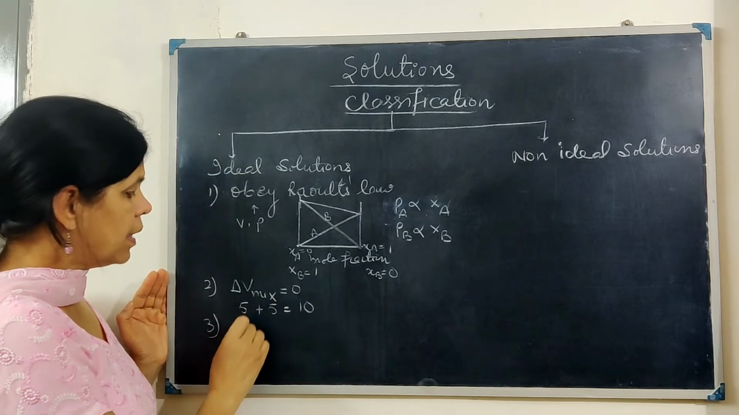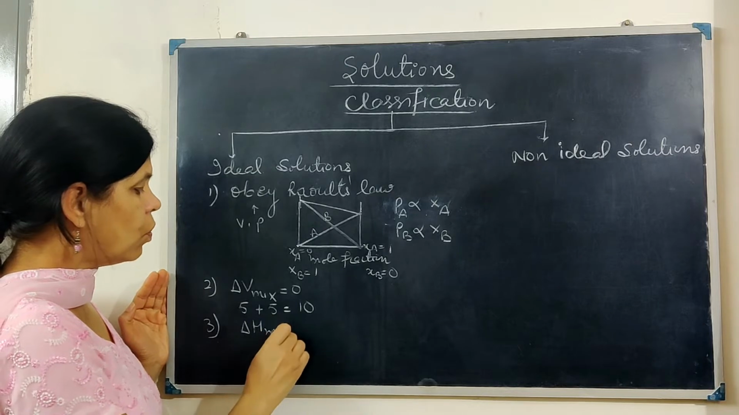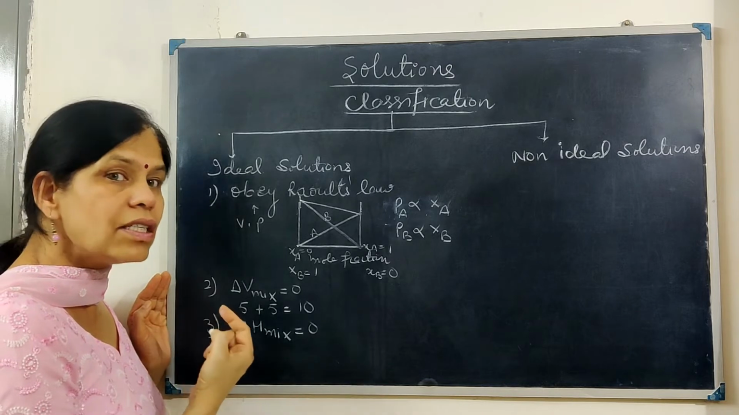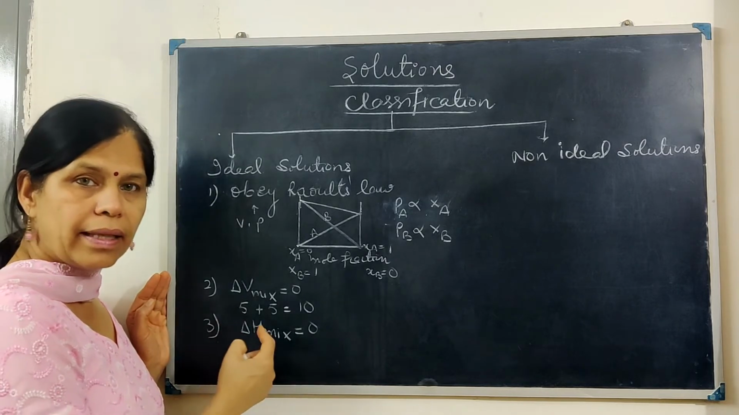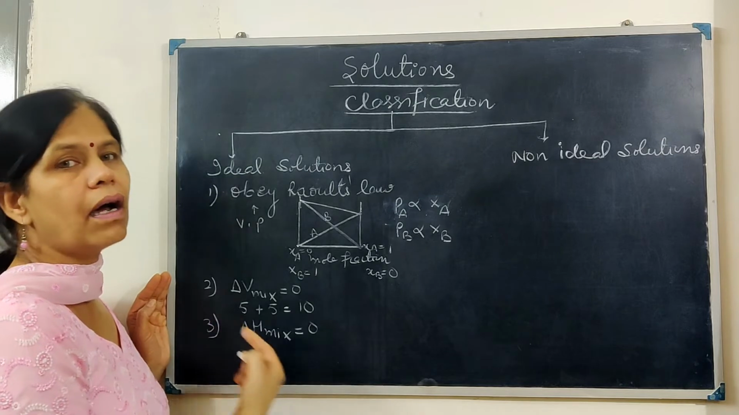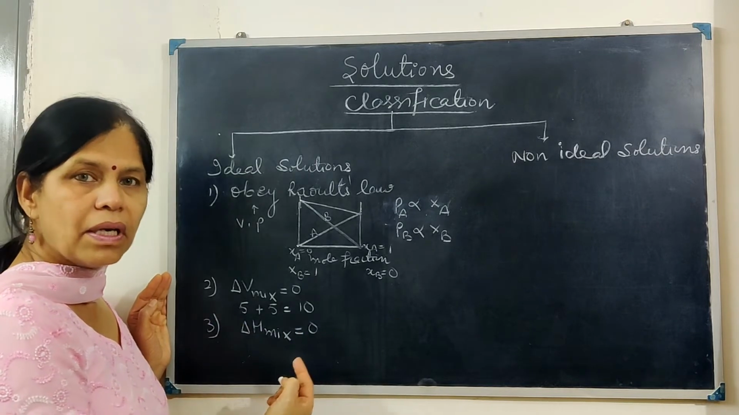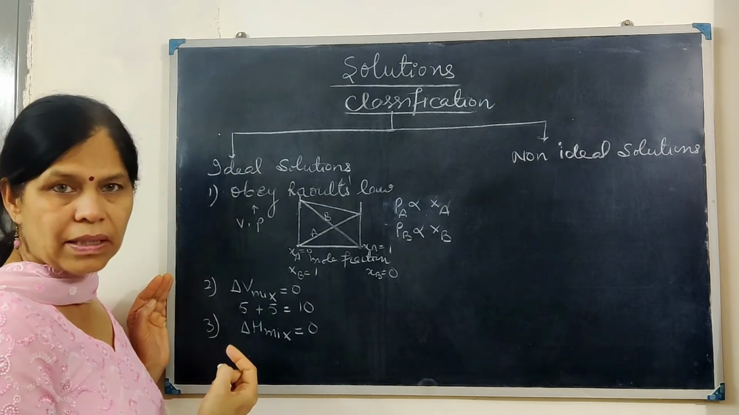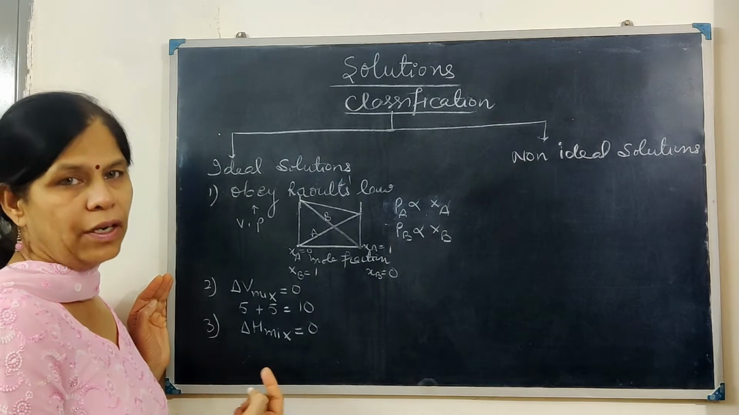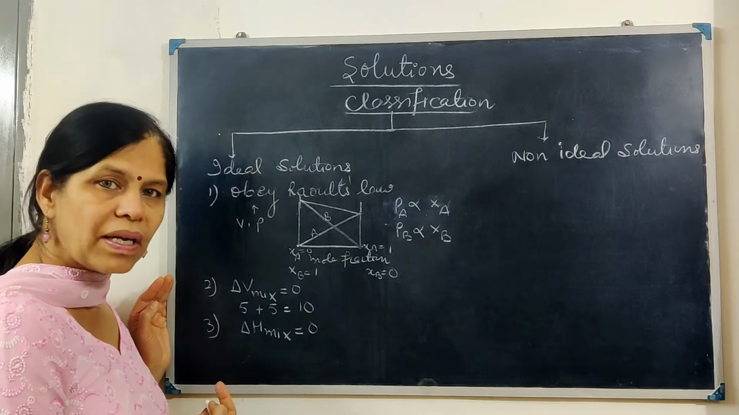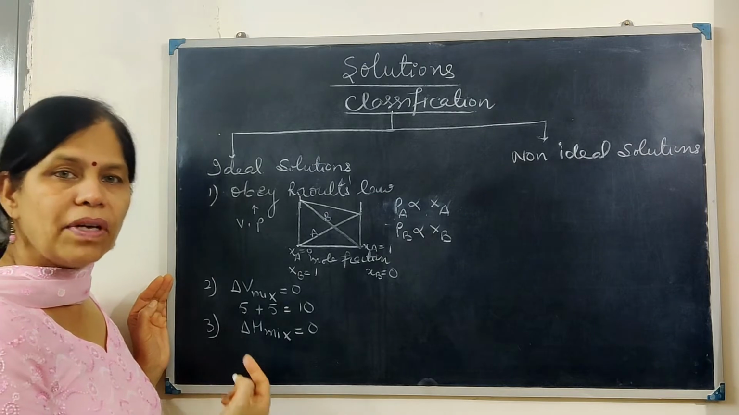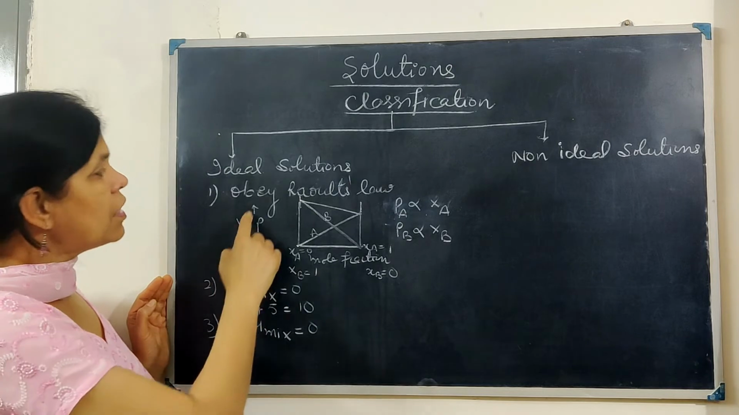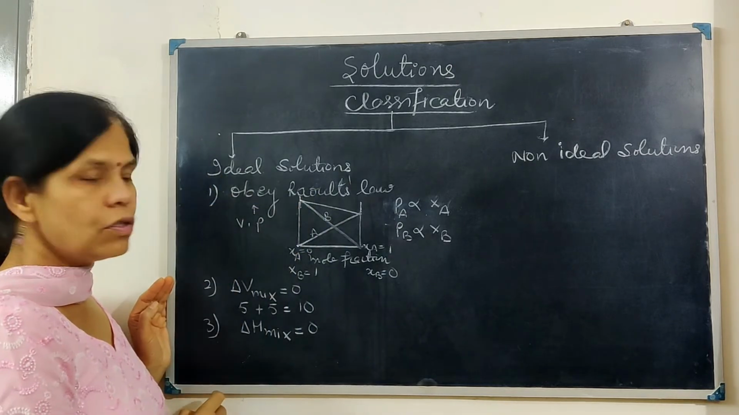The third point is that delta H mixing is also equal to 0. What does it mean? Delta H is the enthalpy change. The enthalpy change before mixing and after mixing remains the same. Neither heat is absorbed nor heat is evolved. It means neither the process is endothermic nor exothermic. There is no change in the enthalpy, so it is exactly equal to 0. Such solutions are called ideal solutions.